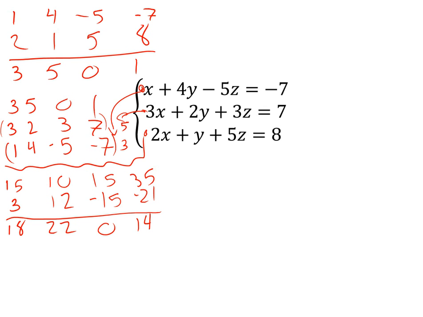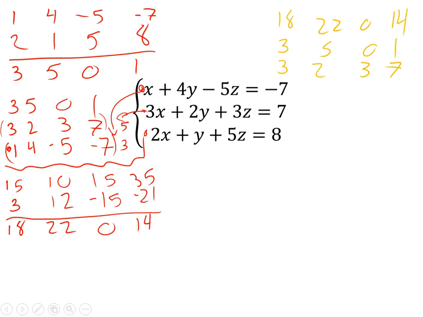14. Now this is going to replace this one, and that's just one that I've just decided to replace. So now the three that I have are the one I just got, 18, 22, 0, 14, 3, 5, 0, 1, and 3, 2, 3, 7.